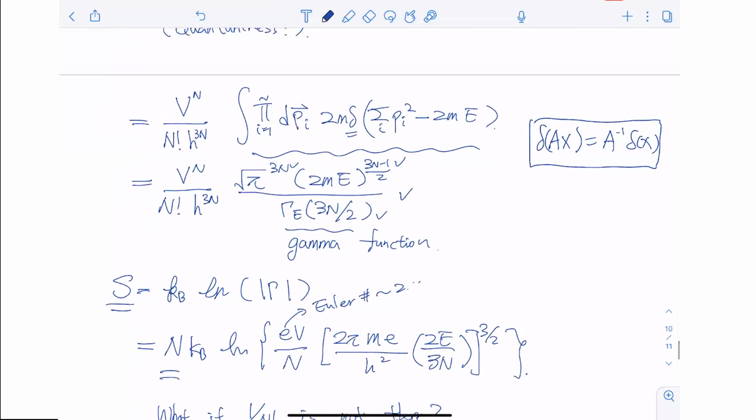And one of the steps I skipped through is this delta function in the previous derivation. There's a property of the delta function.